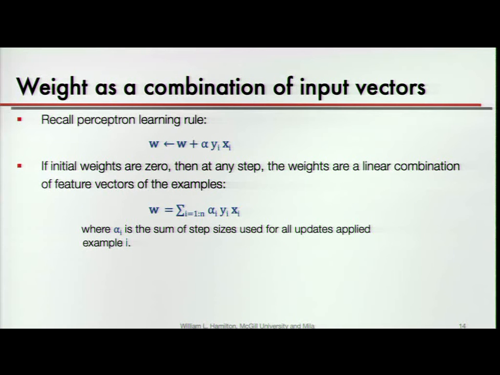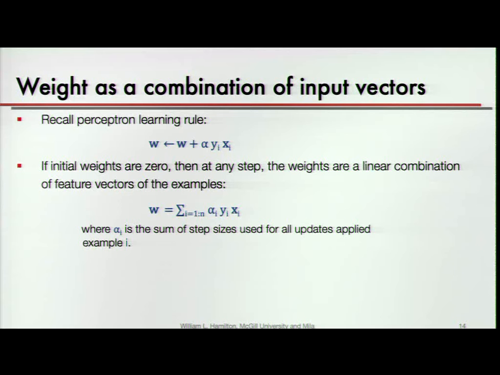Now, a neat thing to notice here, which seems like a funny point to make, but is actually going to become very relevant as this lecture goes on and as we move on to Thursday's lecture, is that we can actually represent the weights that we learn, the parameter vector that we learn, as a linear combination of our input data points.